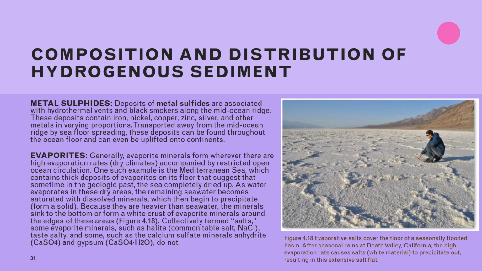Evaporites. Generally, evaporite minerals form wherever there are high evaporation rates, which means dry climates accompanied by restricted open ocean circulation. One such example is the Mediterranean Sea, which contains thick deposits of evaporites on its floor that suggest that sometimes in the geologic past, the sea completely dried up. As water evaporates in these dry areas, the remaining seawater becomes saturated with dissolved minerals, which then begin to precipitate. Because they are heavier than seawater, the minerals sink to the bottom or form a white crust of evaporite minerals around the edges of these areas.